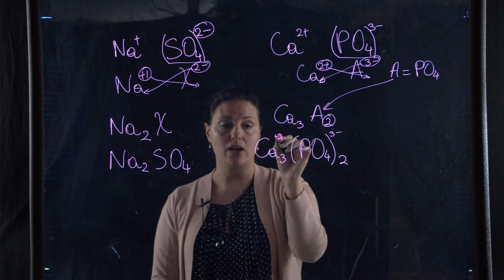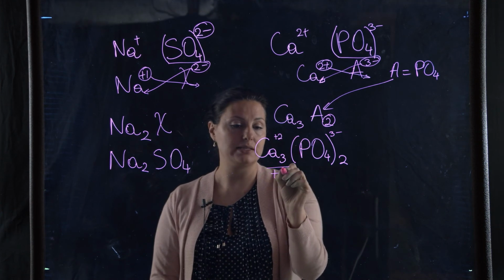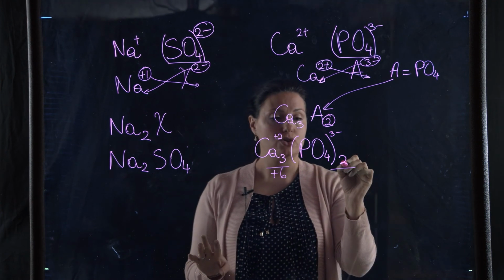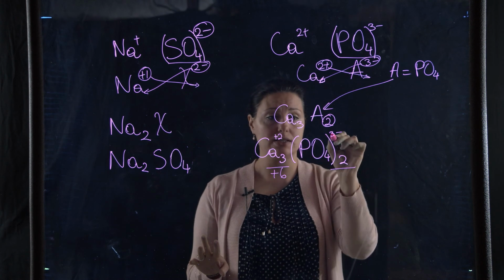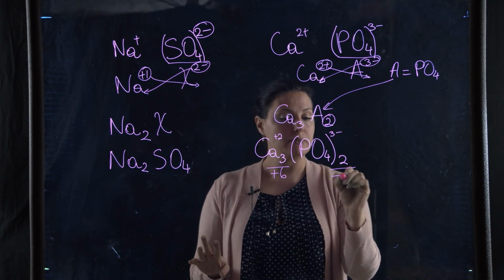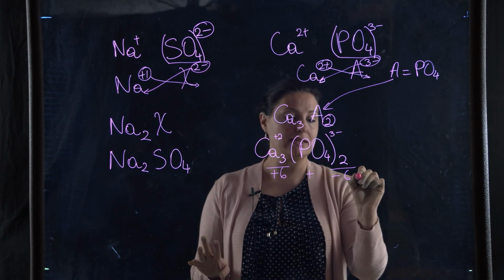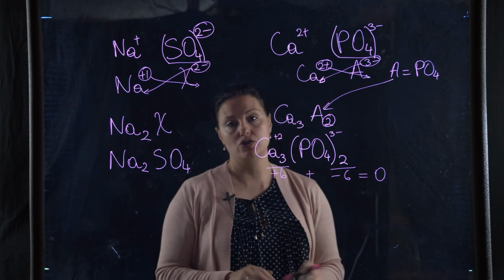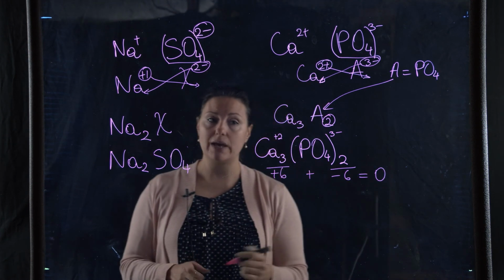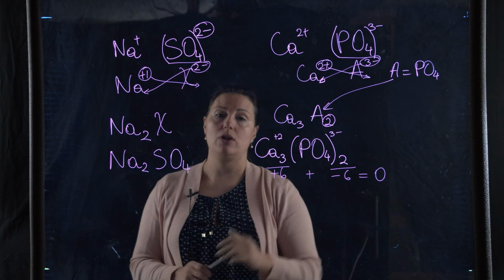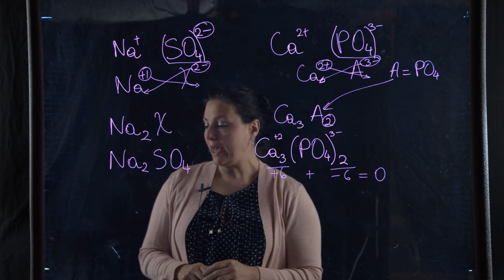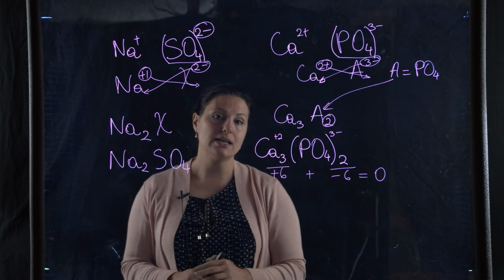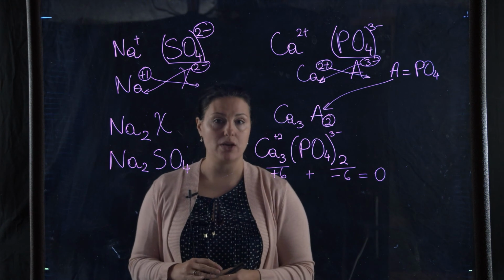3 calcium ions times +2 gives me a +6, and then 2 phosphate ions, each 3-, gives me a -6. So if I add these together, I get an overall charge of 0, which is my goal. I have written this formula correctly. Okay, I will erase this, and then we will work on some naming of the compounds.